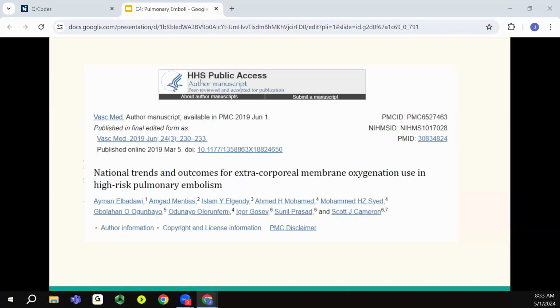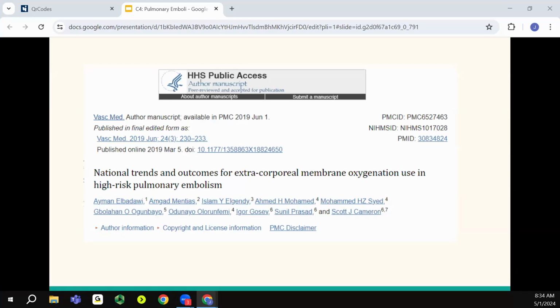During the time, there's a general uptrend in ECMO usage for high-risk PE from 0.07% to 1.1% in 2013. The utilization was overall higher in teaching hospitals in urban centers compared to non-academic centers. And the overall mortality for patients on ECMO was 61%. And despite the fact that there was a huge uptick in the amount of usage, there was no change in this mortality. It was still around 61% throughout the chart review.